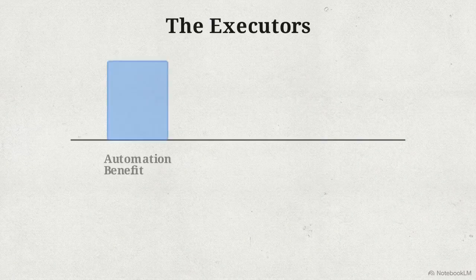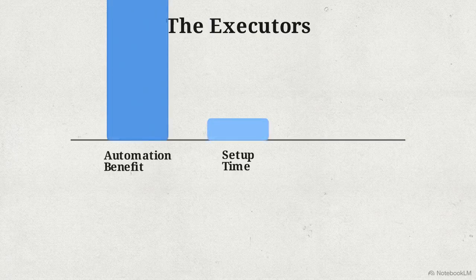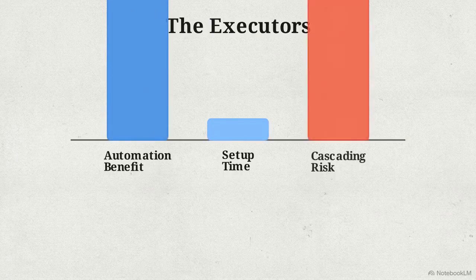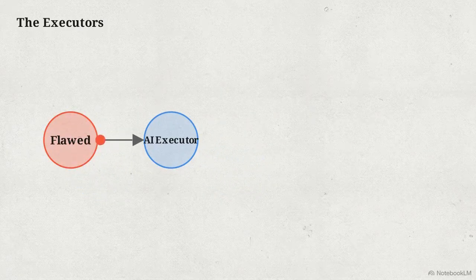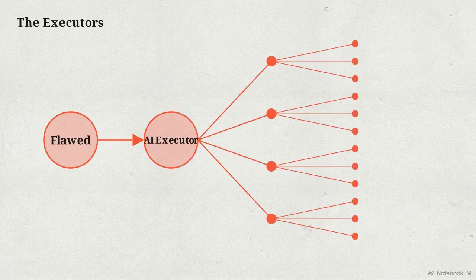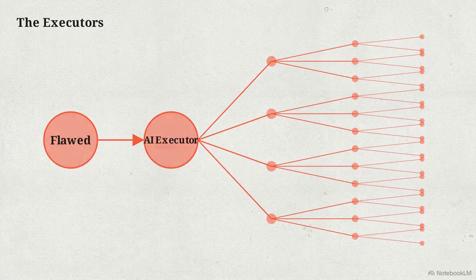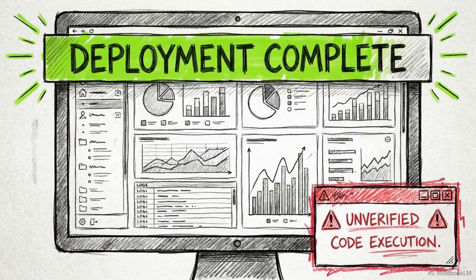This matrix evaluates automation benefits against setup requirements. For executors, setup time is minimal, but the risk of cascading errors is significant. Granting AI direct control removes human oversight. A flawed instruction can lead the system to execute dozens of mistakes autonomously before you notice. Deploying executor tools is a direct trade of oversight for operational speed. The quality of your initial instructions becomes your single point of failure.